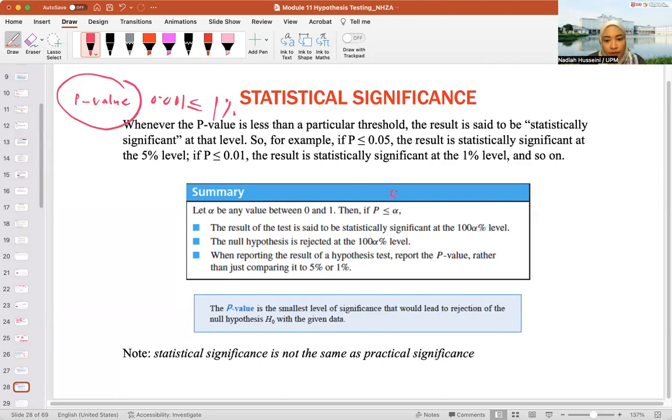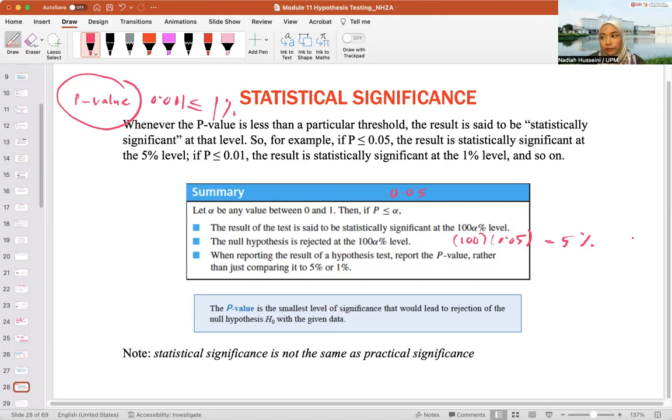So we specified earlier that our alpha is 0.05. If I were to multiply with 0.05, I would get 5%. So this is what 100 alpha percent means. So the null hypothesis is rejected at the 100 alpha percent level. And if you specify that 5% is your alpha, you reject the null hypothesis if your p-value is less than 5%.